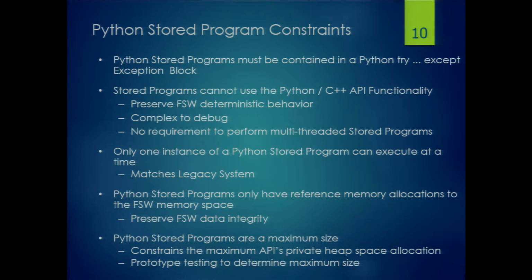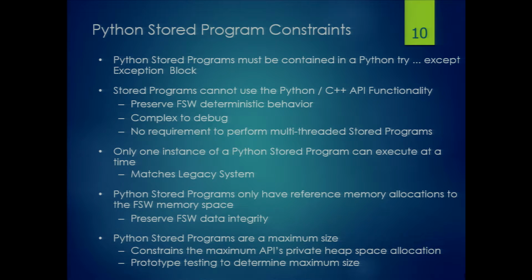Okay, so some of the constraints that we're going to put on these stored programs, and if we actually use this for our flight system, we're going to stick with this. Like I said, exceptions are very interesting to us. So basically, we'll encapsulate the stored program in an exception block. So if an exception occurs, it will stay within the Python interpreter. Use API functions.